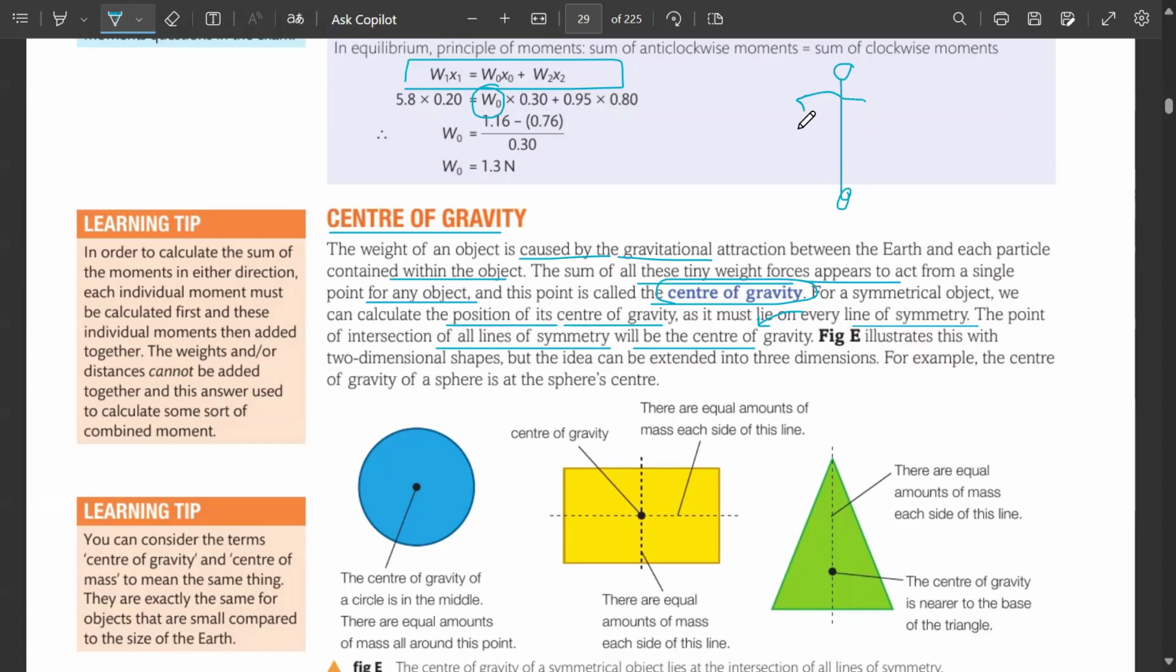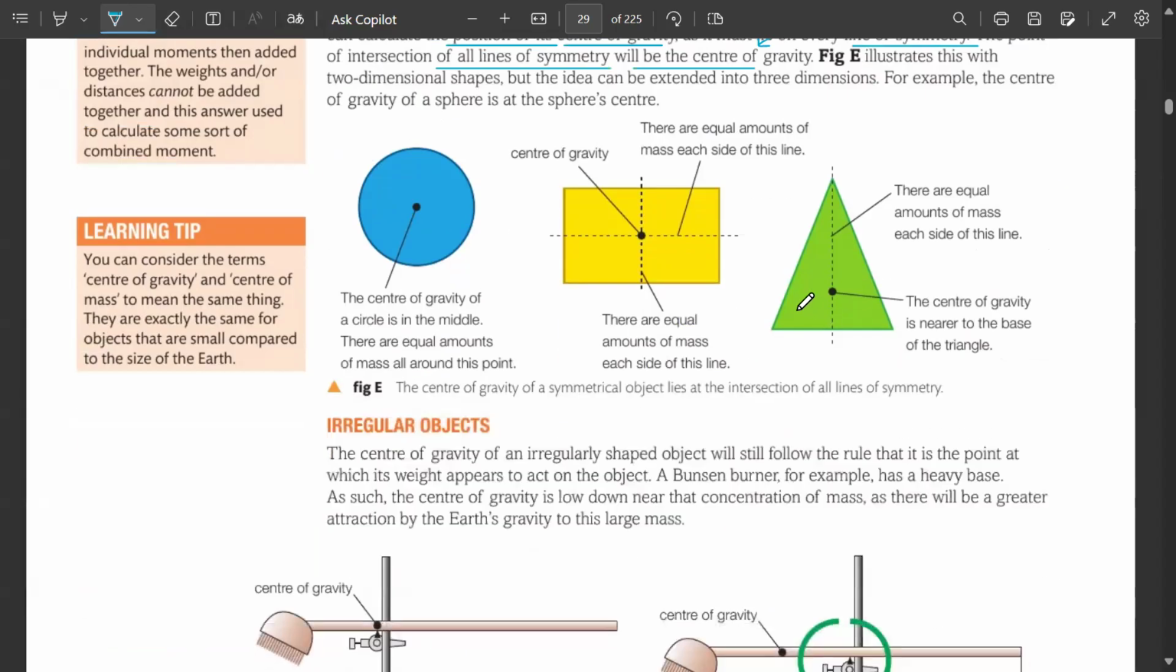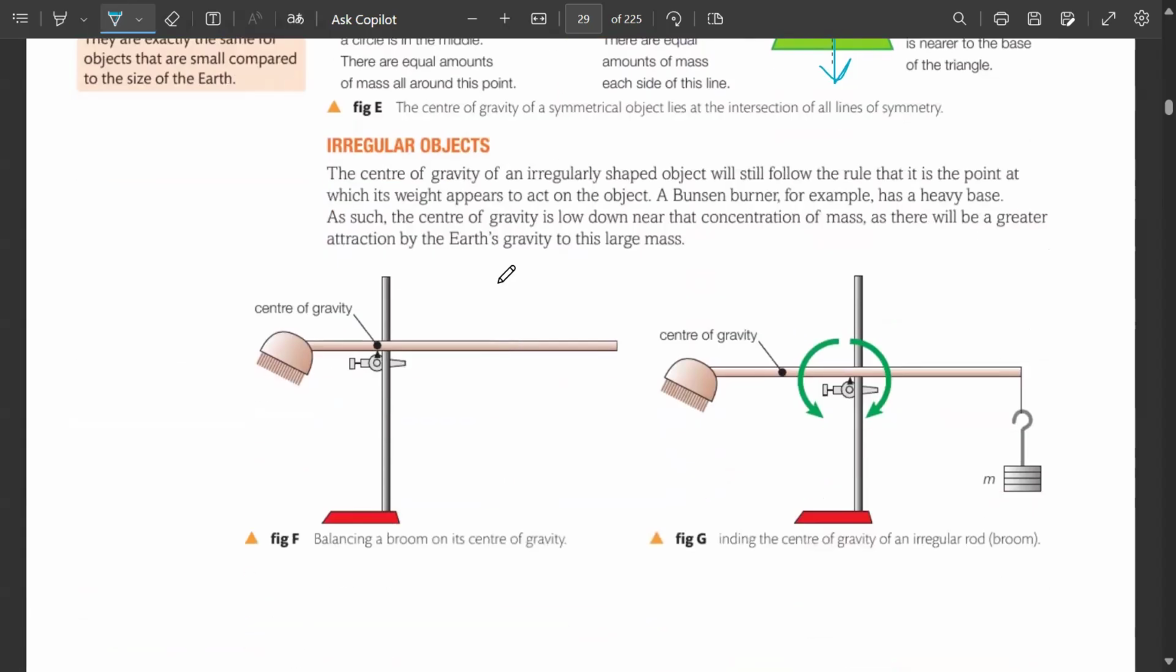There is a plumb line method where you can hang the object in different directions and keep rotating it. Keep drawing the lines where the plumb line is intersecting, and that intersection point will be known as the center of gravity. Here's the center of gravity: equal amounts of mass, the point where all of the weight of an object actually seems to act.